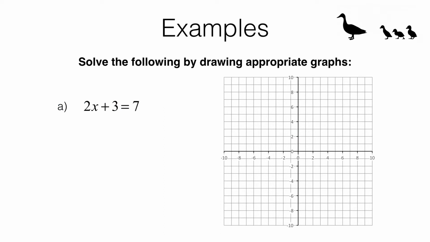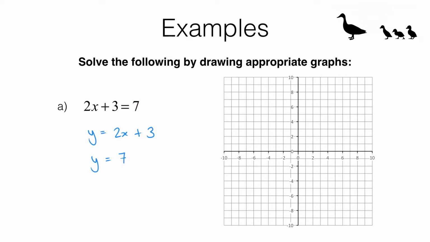Let's have a look at the first question. We need to solve 2x plus 3 equals 7 by drawing appropriate graphs. Here's what we're going to do. We're going to plot the graph of y equals the left-hand side here. So we need to plot the graph of y equals 2x plus 3. Then, on the same axes, we're going to plot the graph of y equals the right-hand side. That means we need to plot y equals 7.